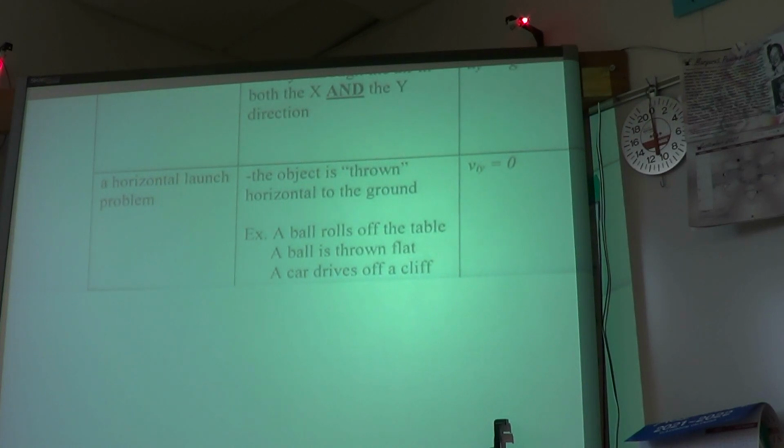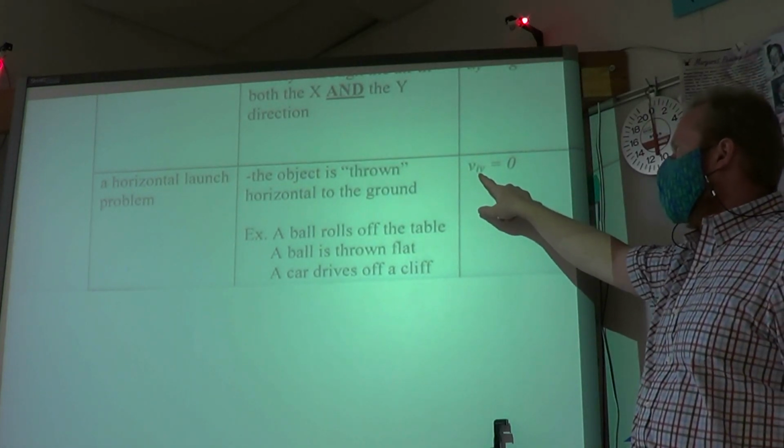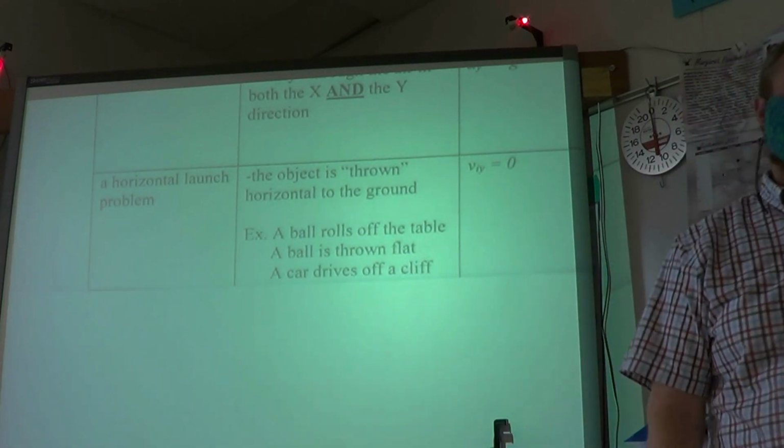So we're not going off of a ramp, flying through the air in our car, we're just driving straight off the edge of the cliff. But if it's a horizontal launch problem, then you know something. And the thing that you know is that your initial velocity in the y direction is now equal to 0.